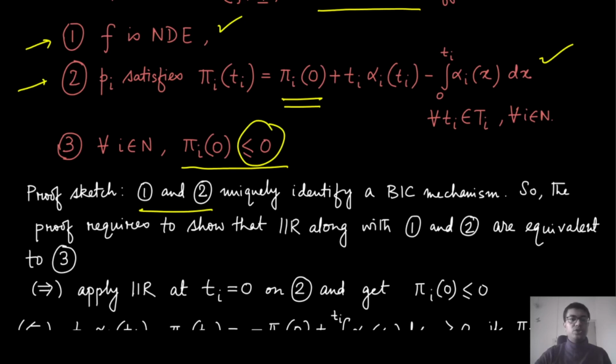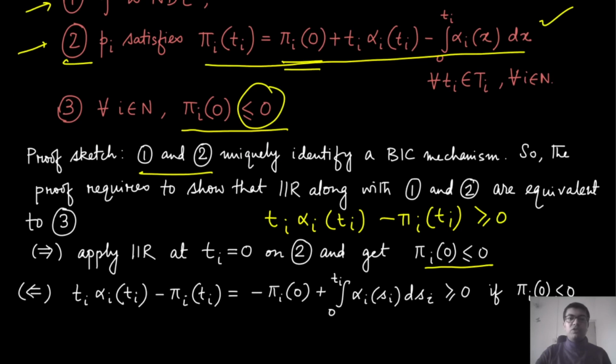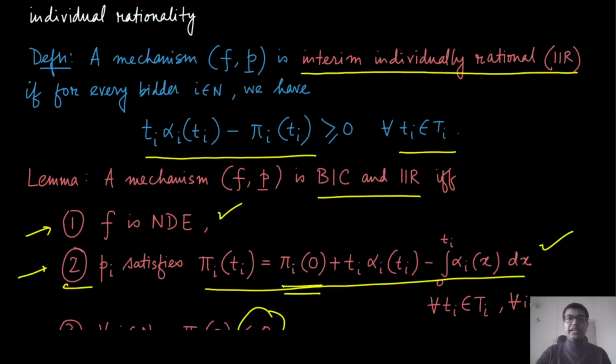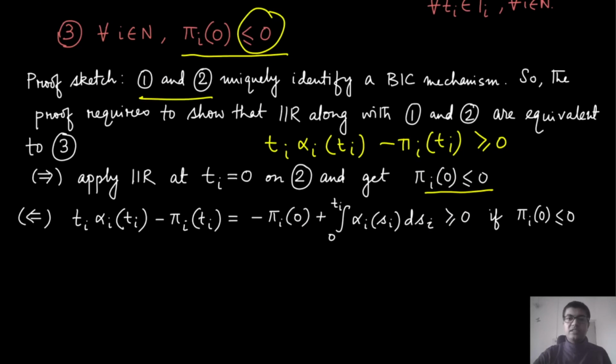Now how can we show the forward direction? The forward direction actually comes directly from the definition of IIR. All that we really need to do is to apply Ti equal to 0 into this definition. If we apply Ti equal to 0, then this expression goes away, and this should be greater than or equal to 0, which means that pi i 0 must be less than or equal to 0. Right? That is the forward direction.